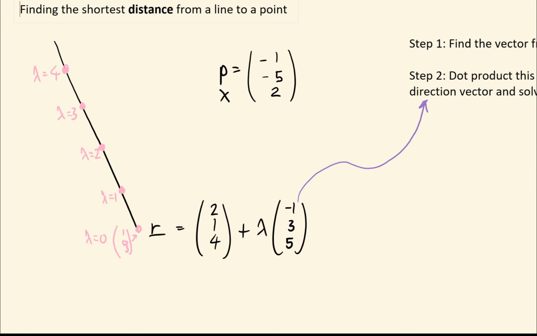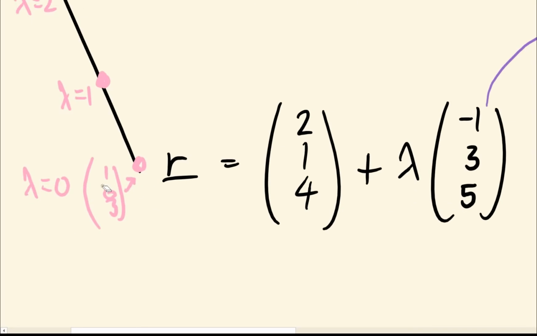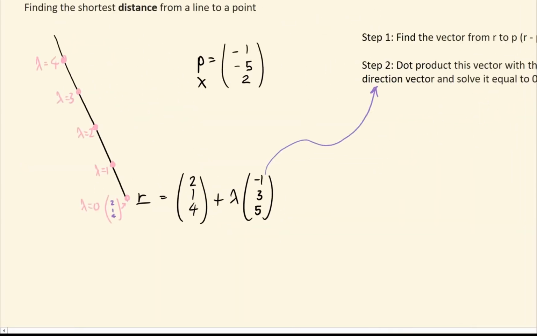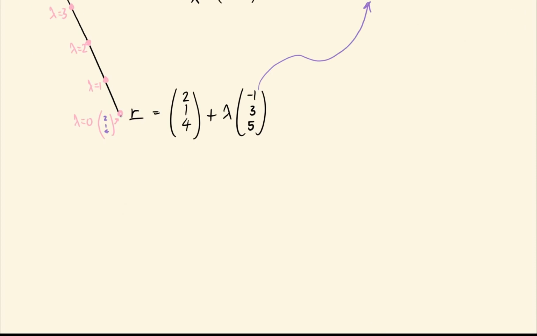Next, we have the shortest distance from a line to a point. So I said earlier, we've got this line here where we've got some start point, which is our position vector. So in this case it's 2, 1, 4. And basically as we advance lambda, we move up and down that line. And I could extend this down here, where this will be lambda equals minus 1.